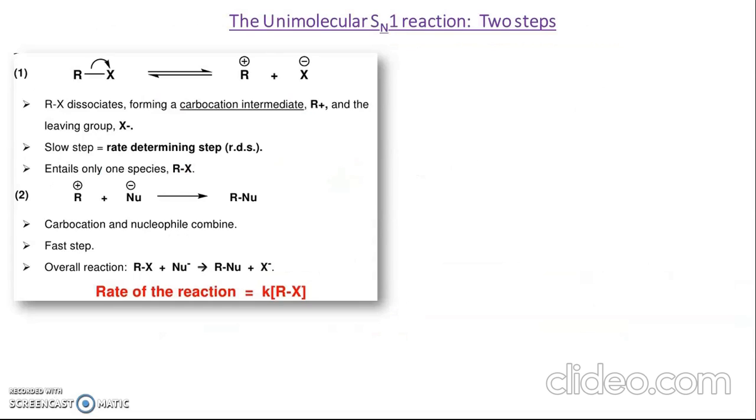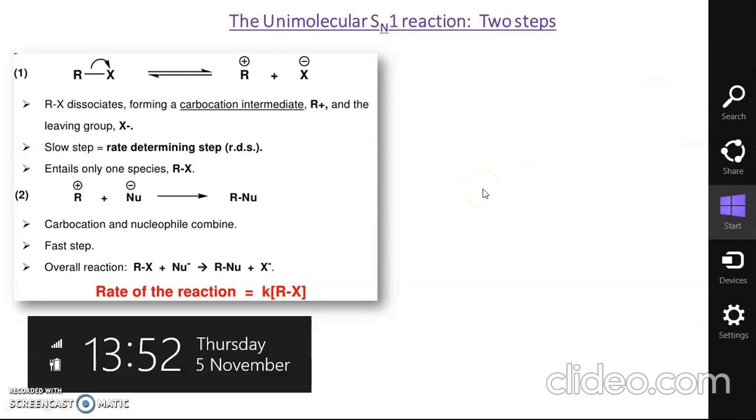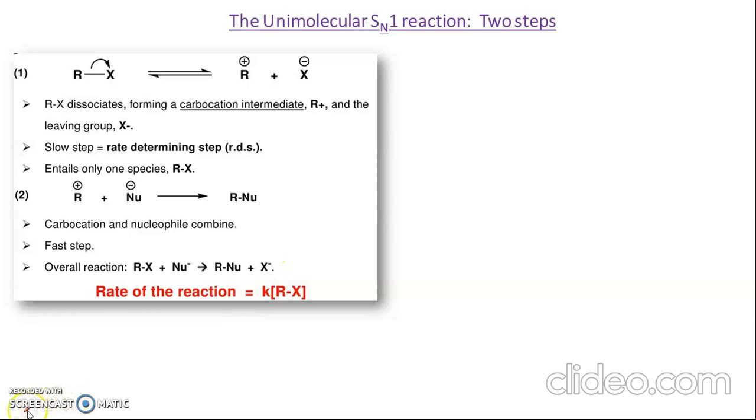Now come to the unimolecular SN1 reaction. Why are we calling it unimolecular? Because only one substrate is involved. So that is why we are using 1 here. So it is unimolecular. If it is 2, then it will be bimolecular. Now, though it is unimolecular, there are 2 steps. Unimolecular because only one species is involved in the rate expression.